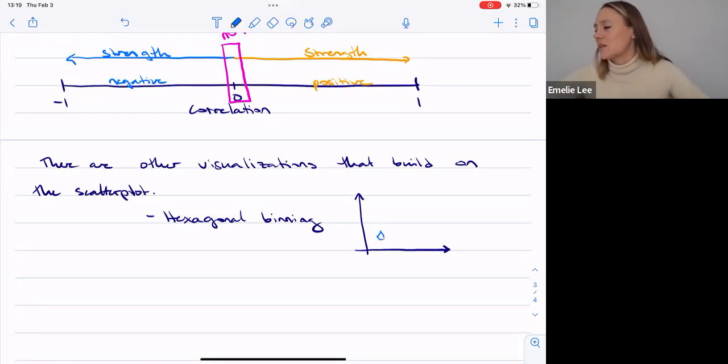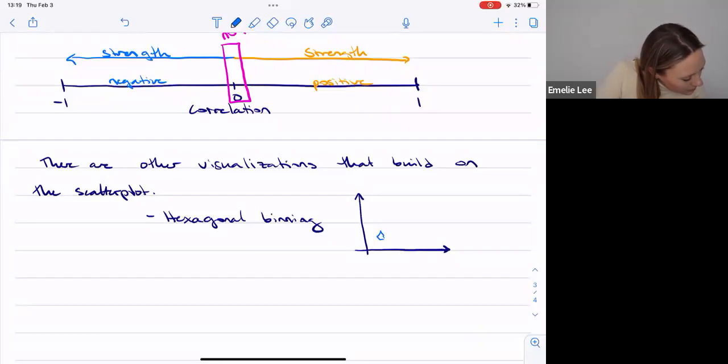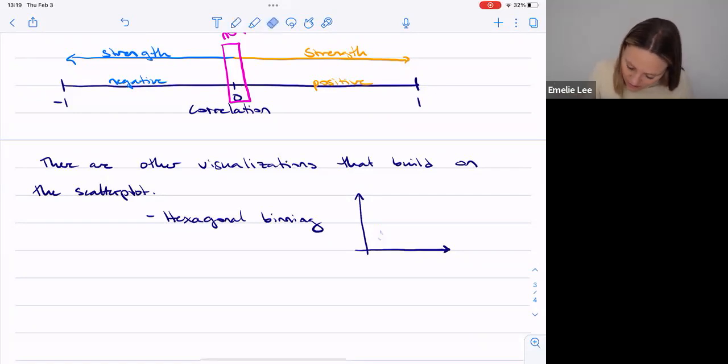Hexa, so that's 6. How many sides does a hexagon have? Should be easy enough, but I don't remember. Where is it? 1, 2, 3, 4. It is 6. So 1, 2, 3, 4, 5, 6.